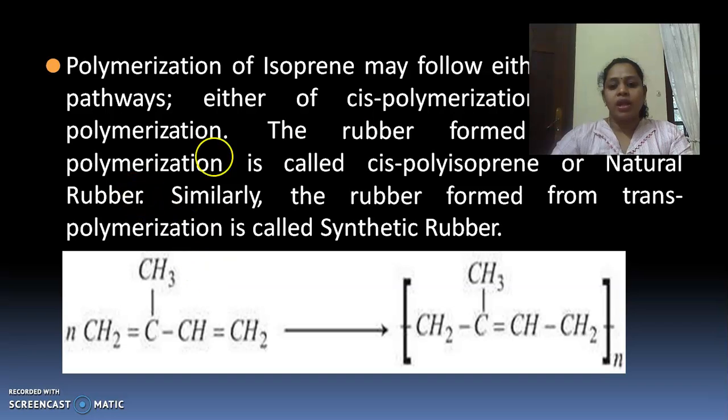Okay. So the rubber formed from cis polymerization is called cis polyisoprene or natural rubber, and the rubber formed from trans polymerization is called synthetic rubber. So two types of monomers are there for the rubber. One is cis polyisoprene and the other is trans polyisoprene. So from the cis polyisoprene we will be obtaining the natural rubber, and from the trans polyisoprene we will be obtaining a synthetic rubber.